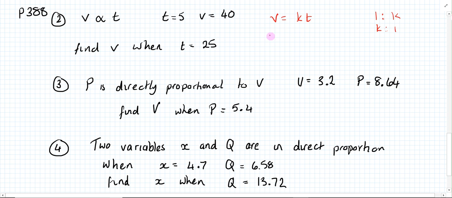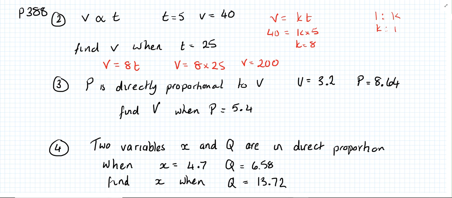Now this one's quite easy, but I'm still going to go through it. So I know that 40 equals k times 5, which makes k 8. Yeah? So that means that back here, V is 8t. So when t is 25, I've got V is 8 times 25, so V is 200. Now I think you already spotted with this nice and easy one that if t gets multiplied by 5, then this has to be multiplied by 5 to maintain that proportion. There's another way of doing it.